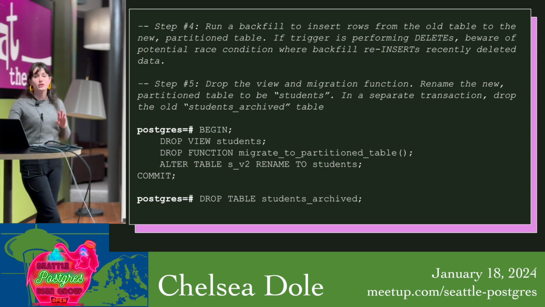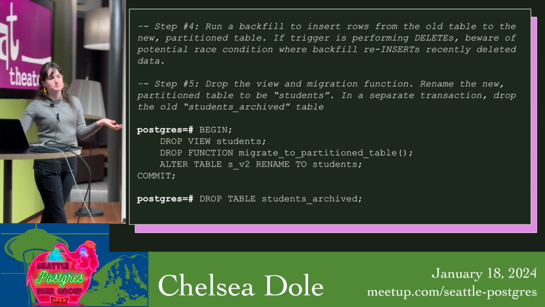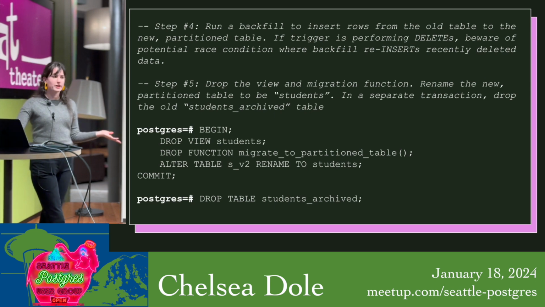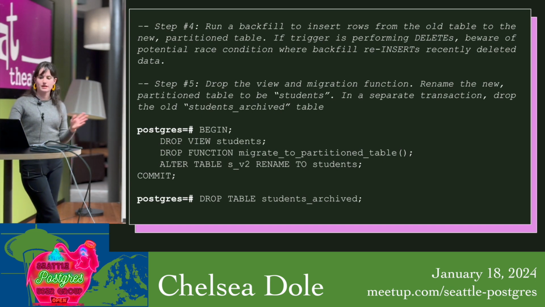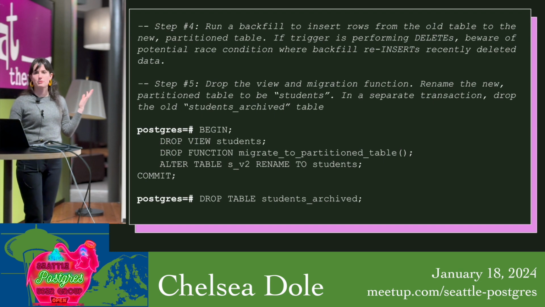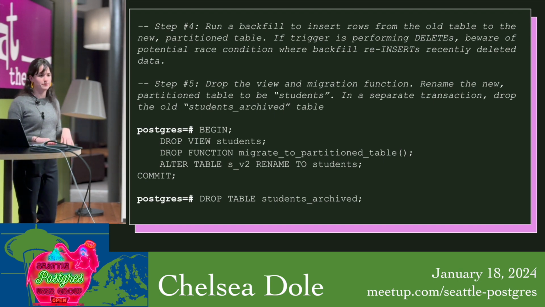In a transaction, you're going to drop the students view, and you're going to drop the function migrate to partitioned table, and you're going to alter the new table to be called students as expected. So now when you go back online, when you commit, just as before, it's now looking at a real partitioned table called students. And now we're just going to clean it all up by dropping the old table, which has already become out of date the second you commit.